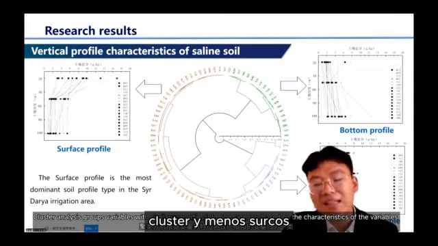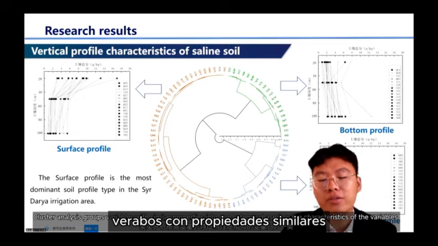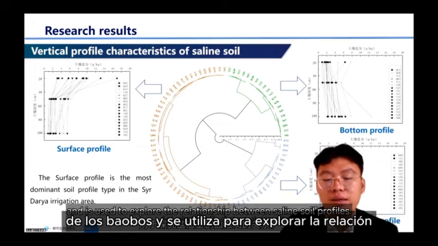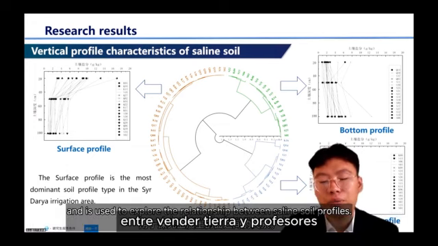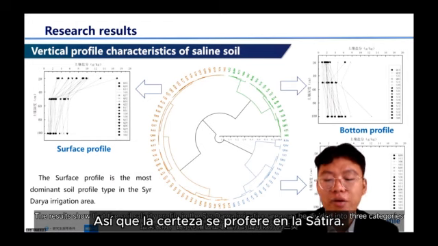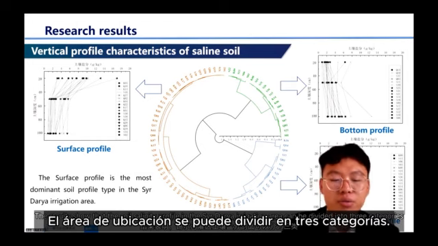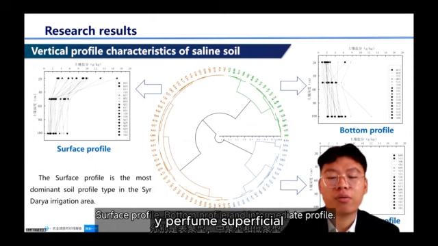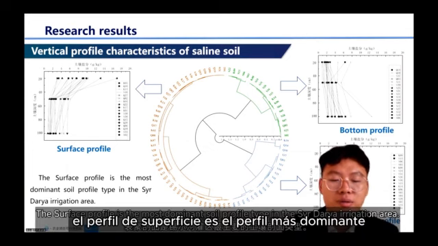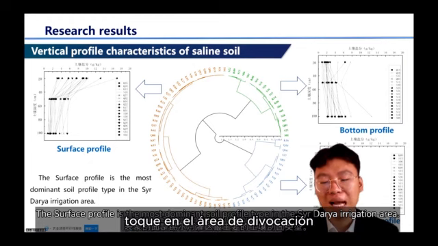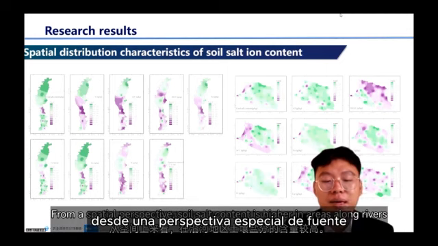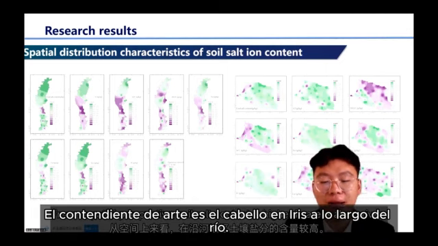Cluster analysis groups variables with similar properties into one category based on the characteristics of the variables, and is used to explore the relationship between saline soil and profiles. The results show that the soil salinity profile in the Syr Darya irrigation area can be divided into three categories: surface profile, bottom profile, and intermediate profile. The surface profile is the most dominant soil profile type in the irrigation area. From a spatial perspective, soil salt content is higher in areas along the river.